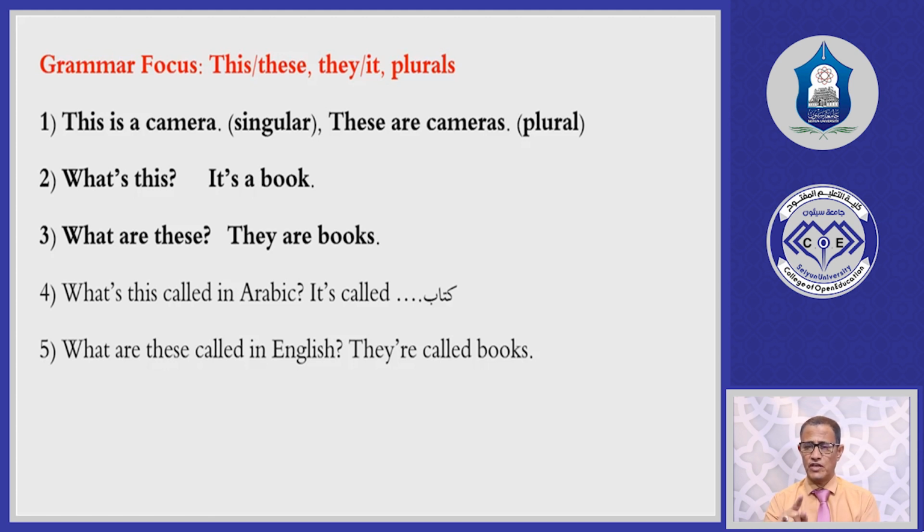So what are these called? Here the question is plural, so the answer should be plural: they are. And if the question is singular, that means "What's this?", the answer should be "It's". What's this? It's. What are these? They are. So it's with singular, they are with plural. So this is one point concerning "this is" and "these are", and when we use them in English.